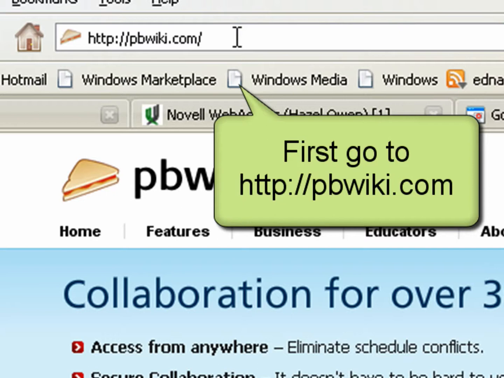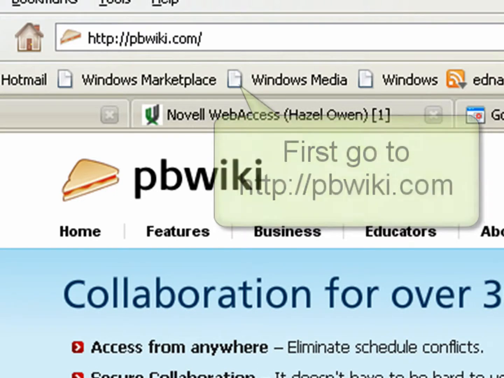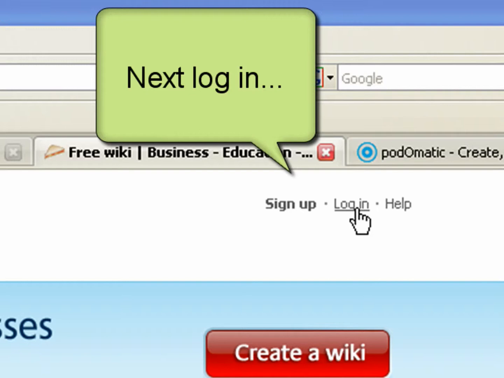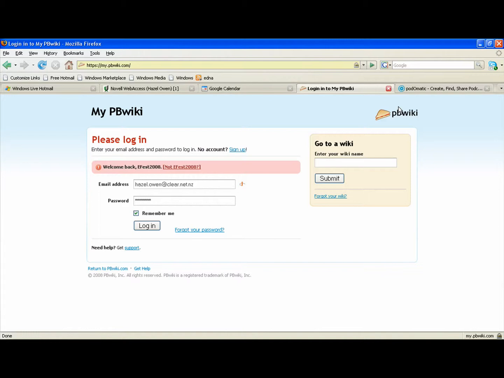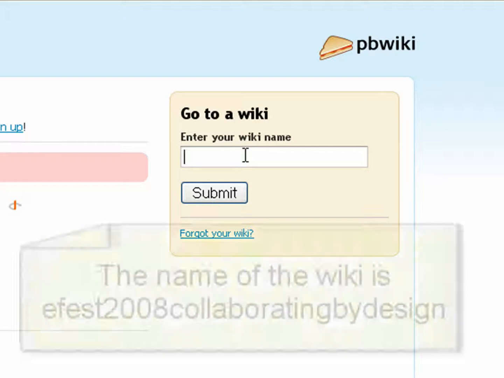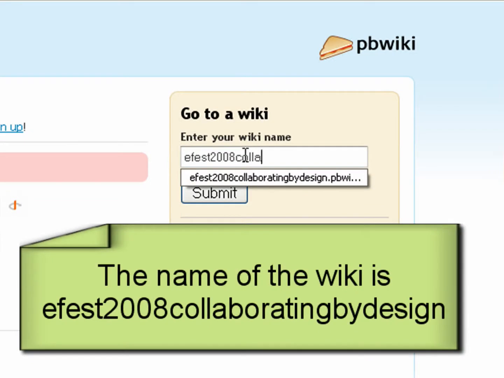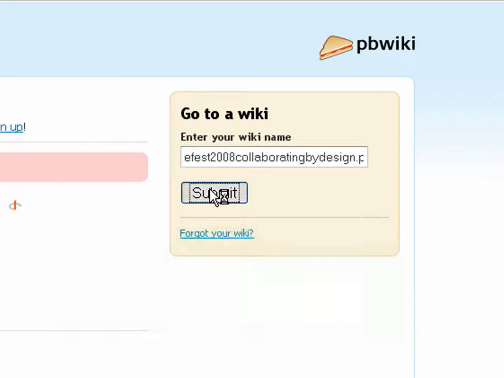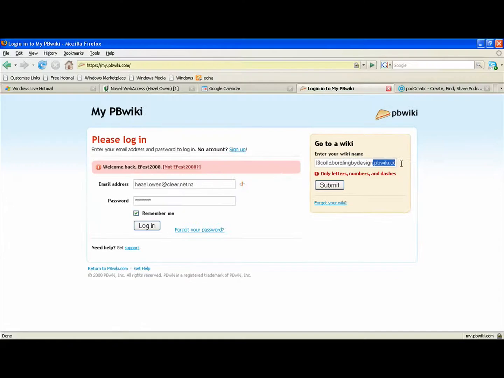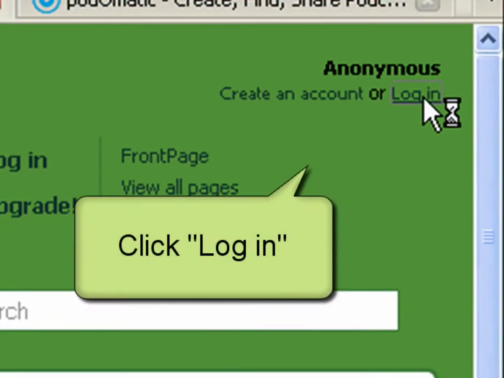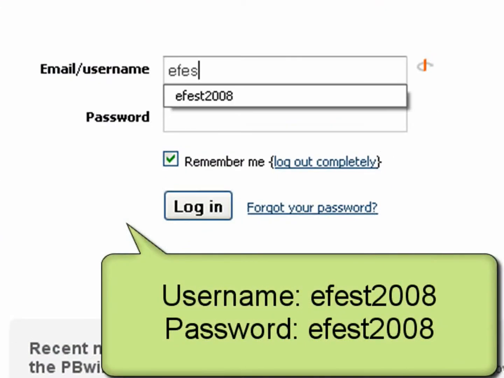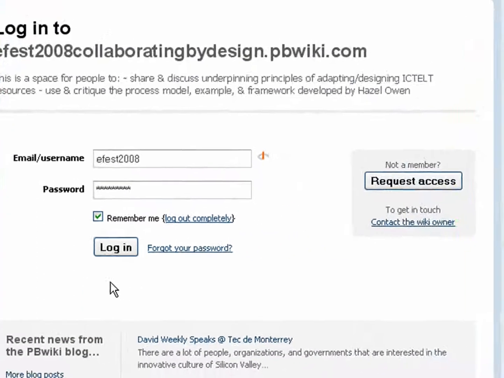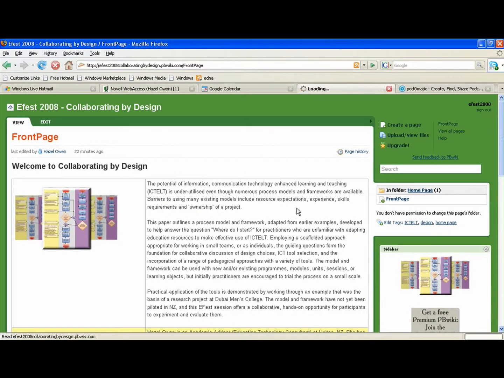So first thing that you do is you open some sort of browser. Then you will see this page in front of you. I'll click on log in, and I've set up, as I say, a PB Wiki specifically, and it's called EFest 2008 Collaborating by Design. Click submit and it will bring you to this front page here. Click on log in, and here you just need to put in EFest 2008 and just click login, and here we are. This is the front page.